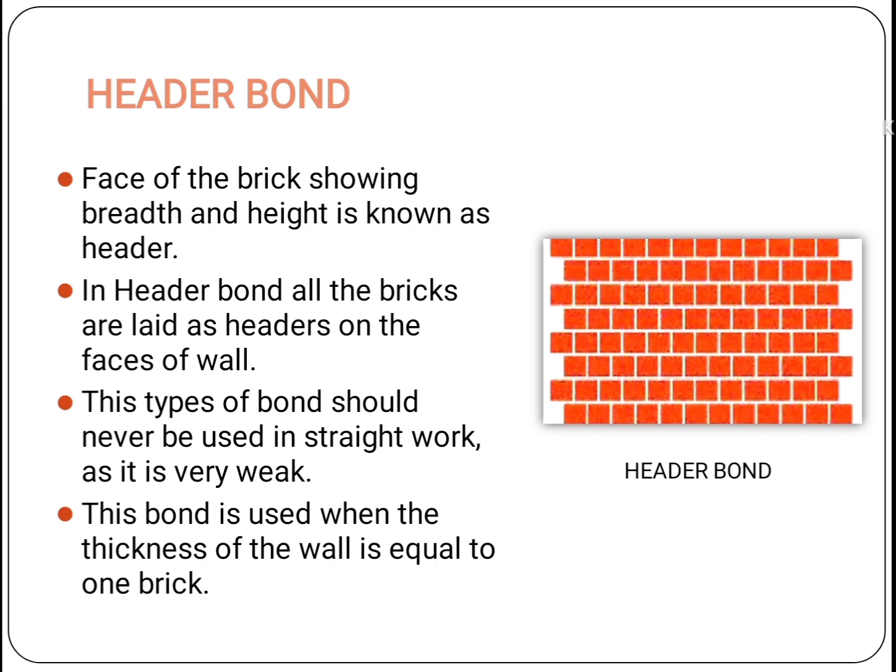This type of bond should never be used in straight work as it is very weak. This bond is not used for load bearing walls because it does not transmit pressure in the direction of the wall. This bond is used when the thickness of the wall is equal to 1 brick.